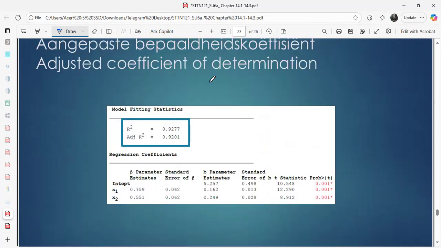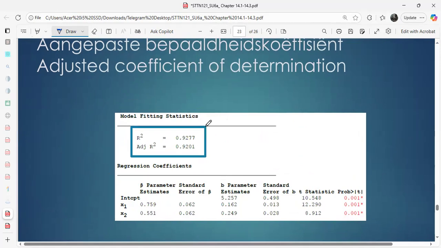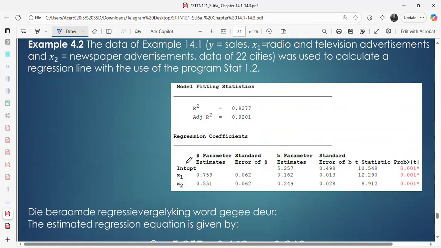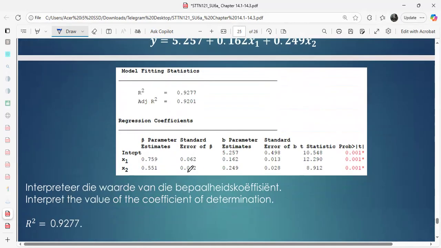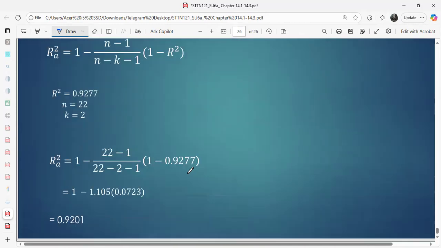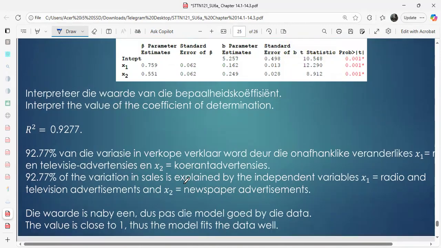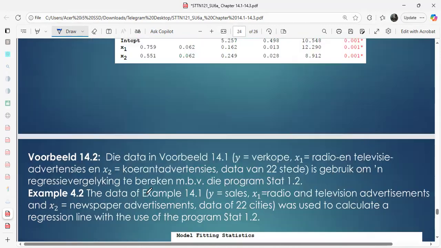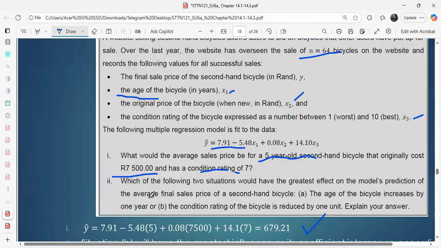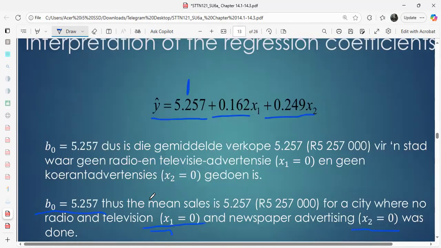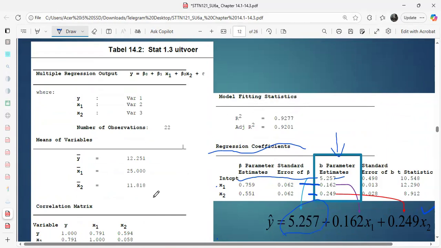Let's see. For the output, you will be given something like this. Here, you were already given the adjusted coefficient of determination, which is 0.920201. But now I want the scenario where we were not given that value, on how to calculate it. I think we'll have to go back to this. I'm just going to show you how to get those things on the output.